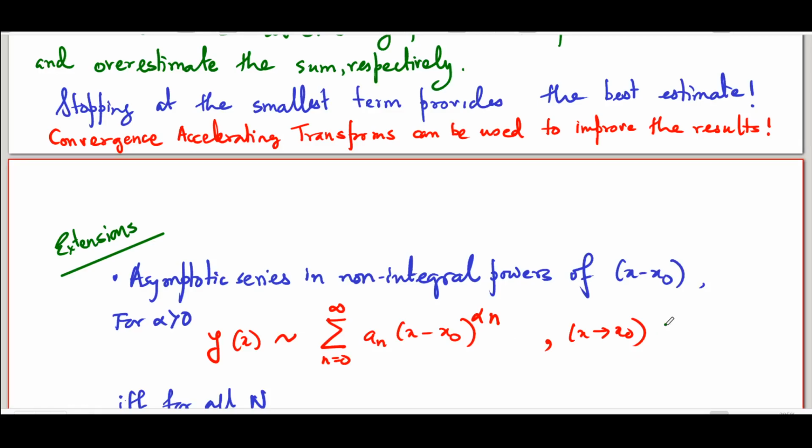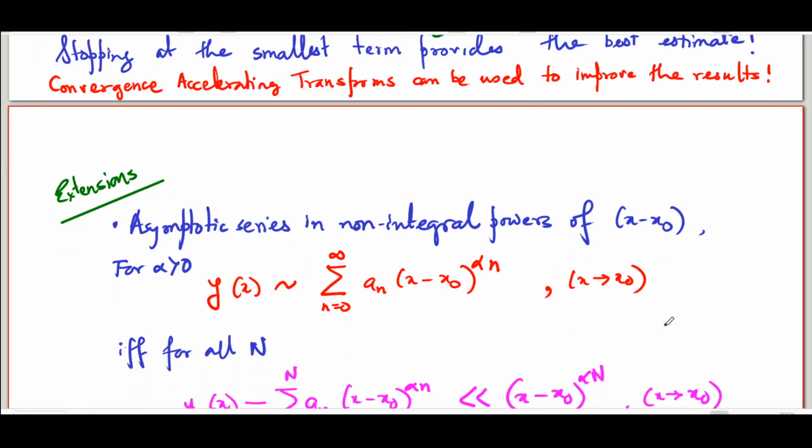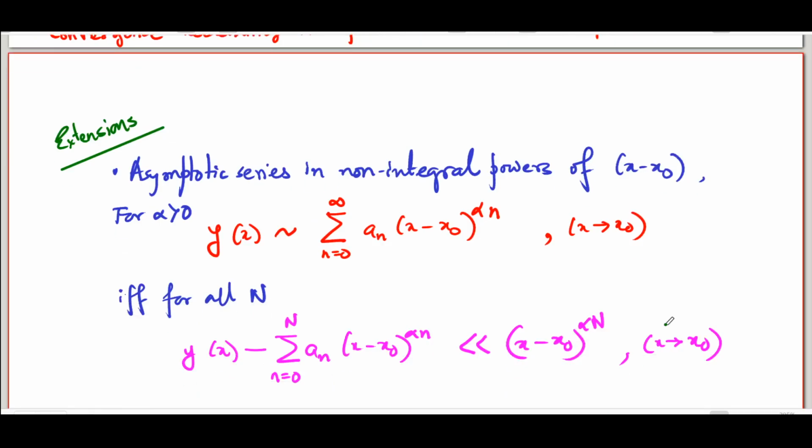Now, you say that this is asymptotic if the definition is very similar. If the difference between y of x, the function, and the partial sum up to n terms is negligible compared to the last term that you are taking. That is, x minus x0 to the power alpha n.